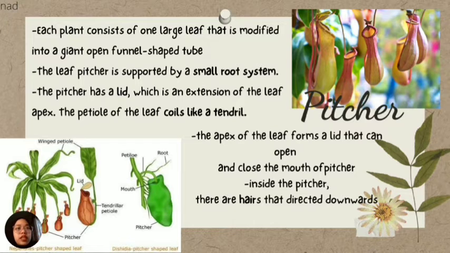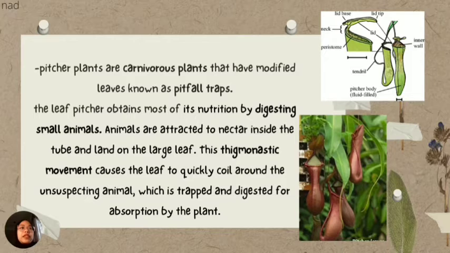Inside the pitcher, there are hairs that are directed downwards. Pitcher plants are carnivorous plants that have modified leaves known as pitfall traps. The leaf pitcher obtains most of its nutrients by digesting small animals. Animals are attracted to the nectar inside the tube and land on the large leaf. This movement causes the leaf to quickly coil around the unexpecting animal, which is trapped and digested for absorption by the plant.